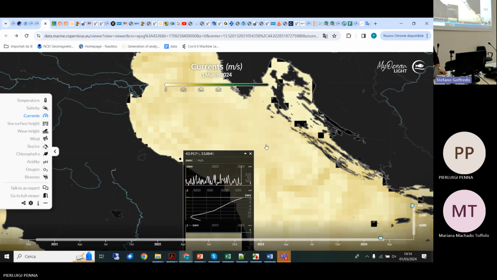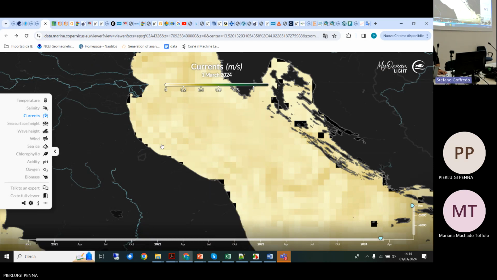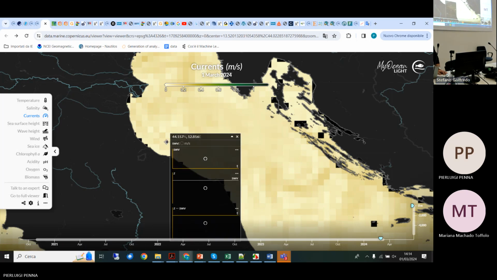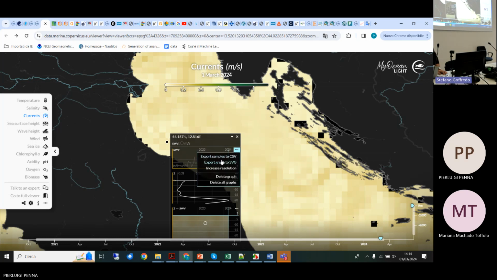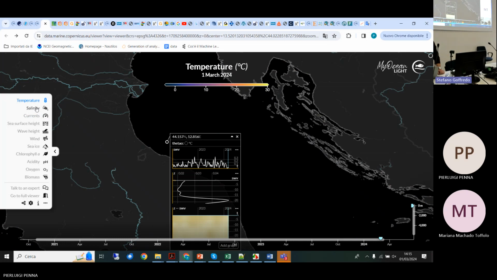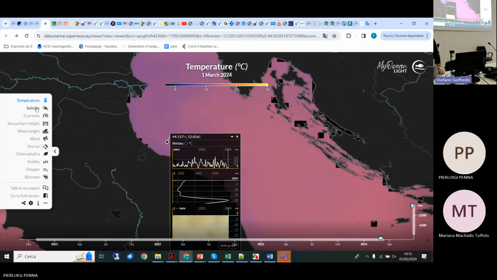Just for example, a lot of you, I think, know this kind of visualization. Yesterday the WMS was full. Today it's okay. It's possible to click on a point and download the data in text format, also for other variables. How many of you use this data portal? Carmen? Okay. So it's a place where you can download data.